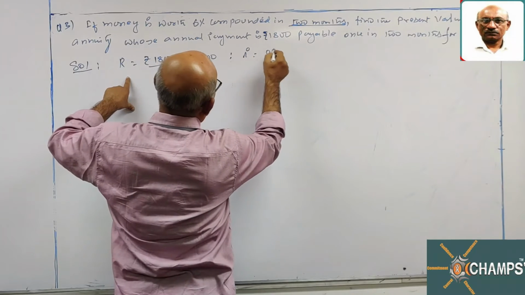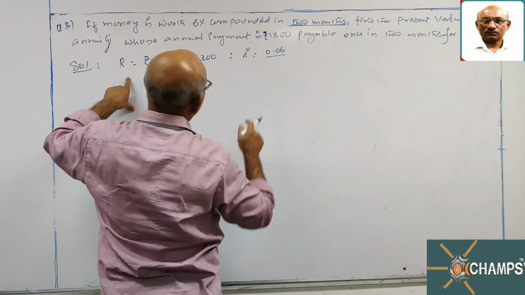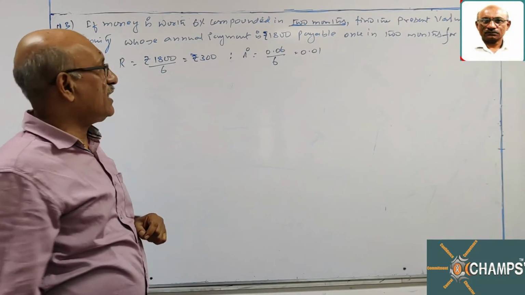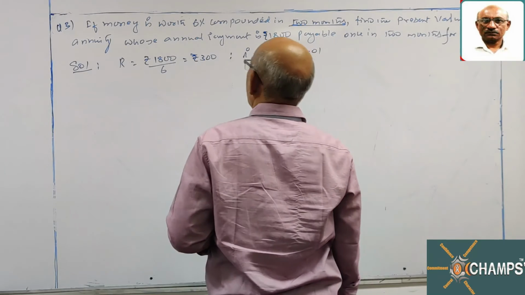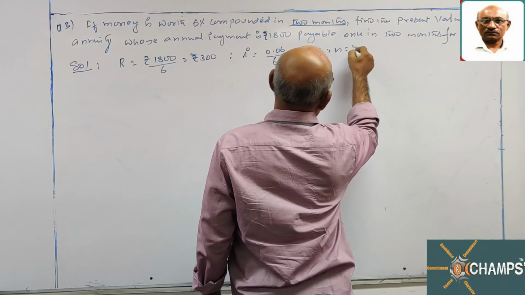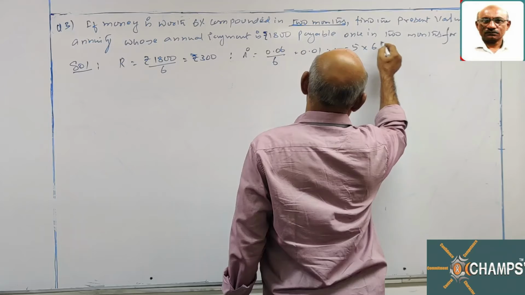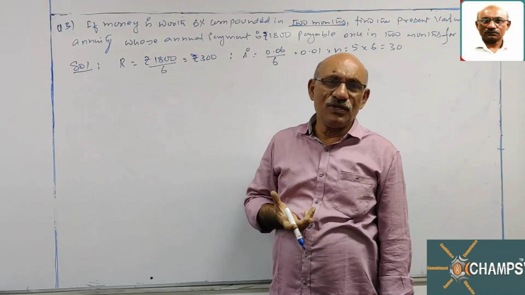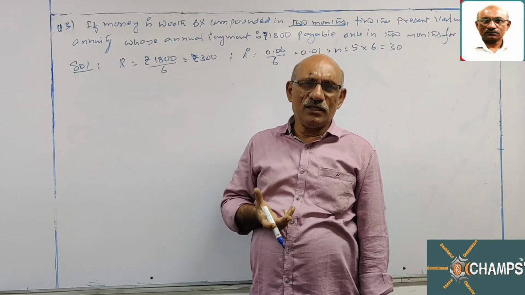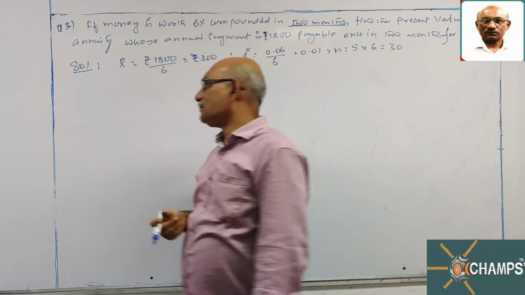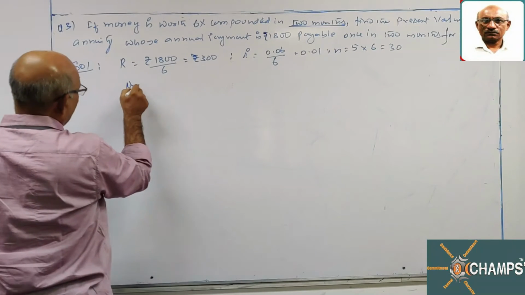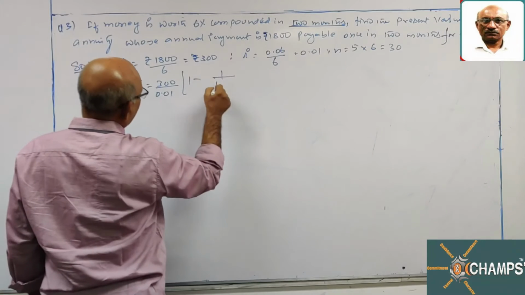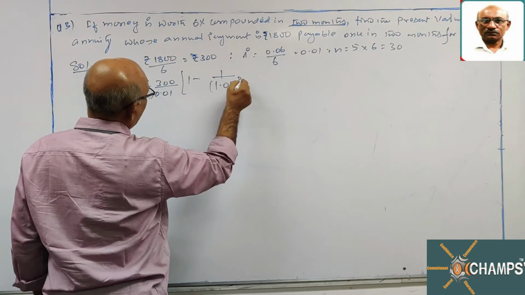I is equal to 0.06 divided by 6, which is 0.01. The conversion period is 6. N is equal to 5 into 6, 30. In 1 year, 6 times the bank will calculate interest. Therefore, in 5 years, 30. Present value is equal to 300 divided by 0.01, into 1 minus 1 by 1.01 whole power 30.